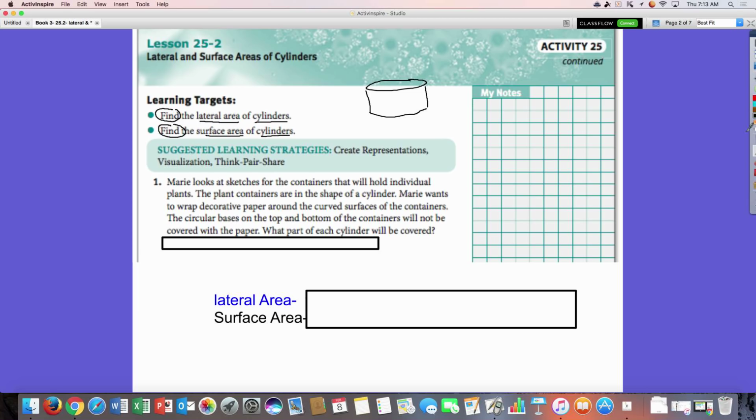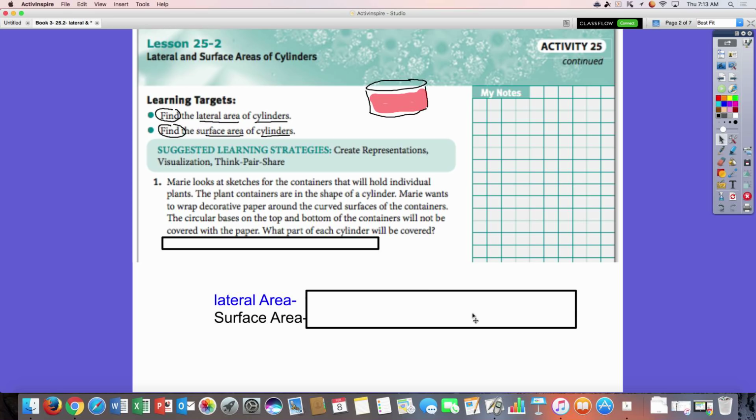Let's get some vocabulary out of the way right here. What they're saying is Marie looks at sketches for containers that will hold individual plants. The plants are in the shape of a cylinder. Marie wants to wrap decorative paper around the curved surfaces. The circular bases, the top and the bottom, will not be covered with paper. So what they're talking about is covering this front part with paper. It's important that you read the questions.